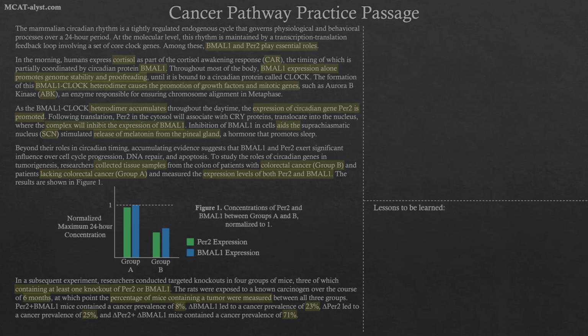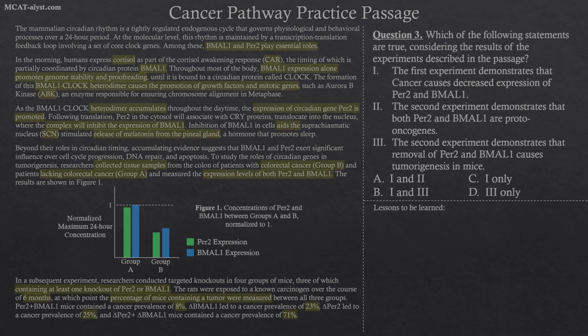All right, now moving on to the third question, we get a Roman numeral question. And I do have a specific strategy for Roman numeral questions that might make your life a little bit easier. Which of the following statements are true considering the results of the experiments described in the passage? So just a very standard question of what can we learn from the passage? First thing I'm going to do really quickly is just identify what the question is asking. Again, this is a straightforward one. It's just, what is the passage telling us? For Roman numeral questions, I have this strategy that I use pretty consistently. I don't really know what to call it, so I'm just going to call it the 50-50 strategy.